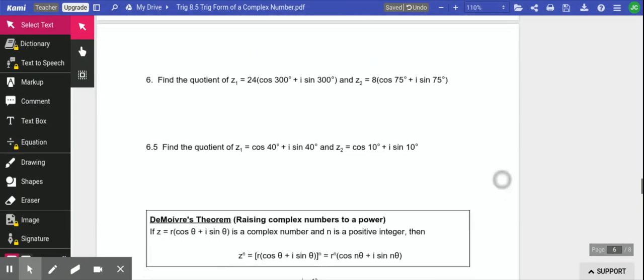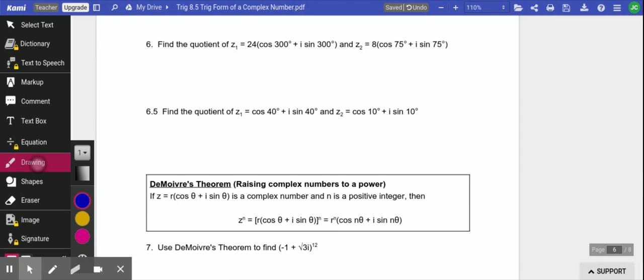All right, let's check out some division properties here. If you want to do division, instead of multiplying the r's, you're going to divide the r's. Instead of adding, you subtract. Also, we can do these in degrees. Everything we've done so far is in radians, but degrees works exactly the same. So if we want to find z1 divided by z2, we're going to take 24 divided by 8, and then cosine 300 minus 75. And same thing for sine.